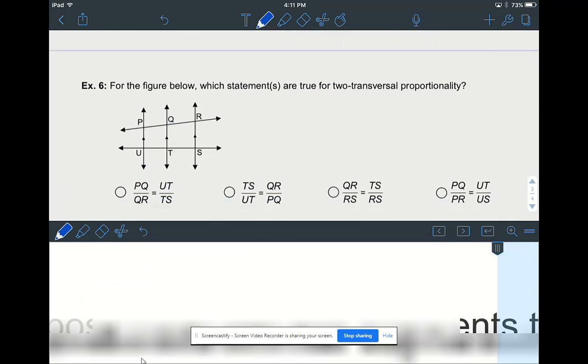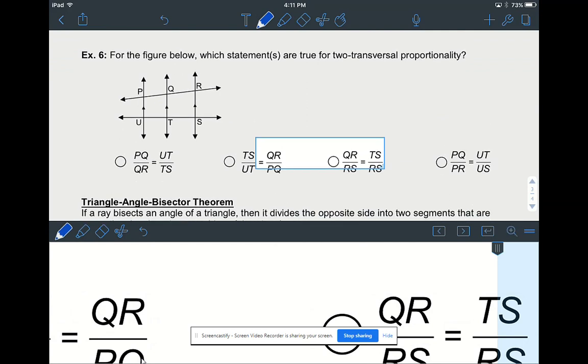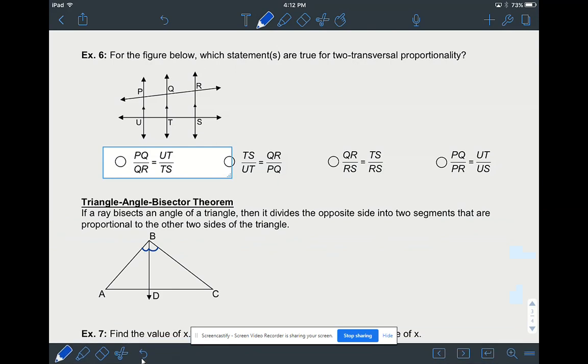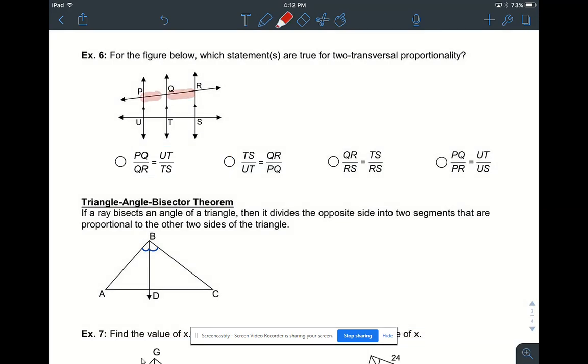All right, flip your page. If you were to set up your proportions without using numbers, you need to be able to match them. So which statements are true? PQ over QR. So we're going top to bottom here. So if we look at it, PQ to QR, and then as long as we go UT to TS, so we went left to right, moved along, then that works. So this one is good.